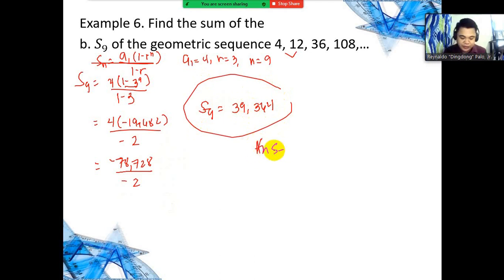So take note that we just simply follow the process. We used the formula, and then after that we simplified. Okay?